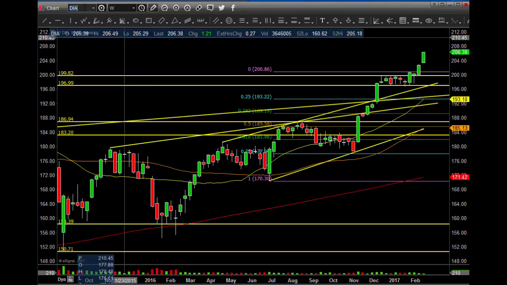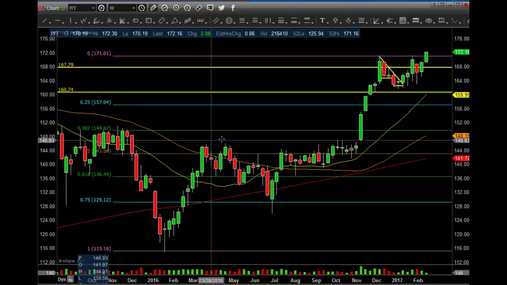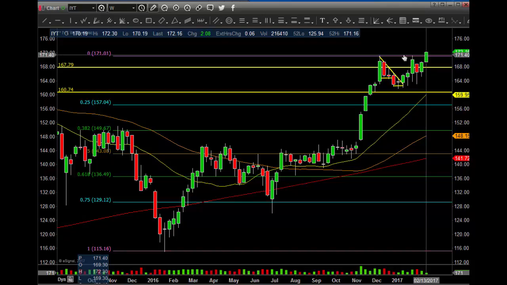All right, let's look at the IYT. All right, so the IYT is starting to lead again with the Dow. So we got to keep an eye on this level. Remember, double top, it came in there last time. Then we had a shallow retrace and right back up.